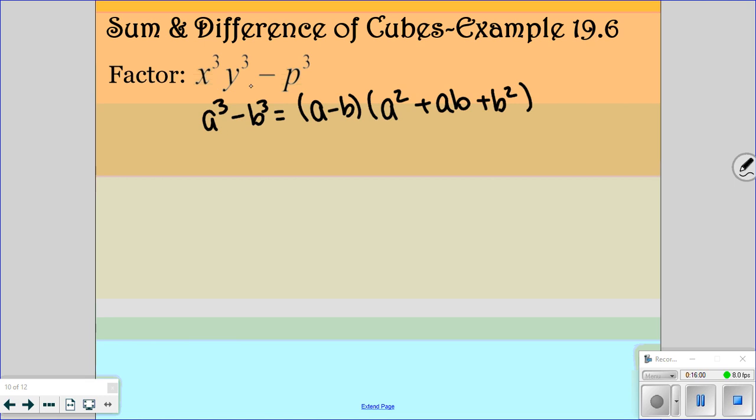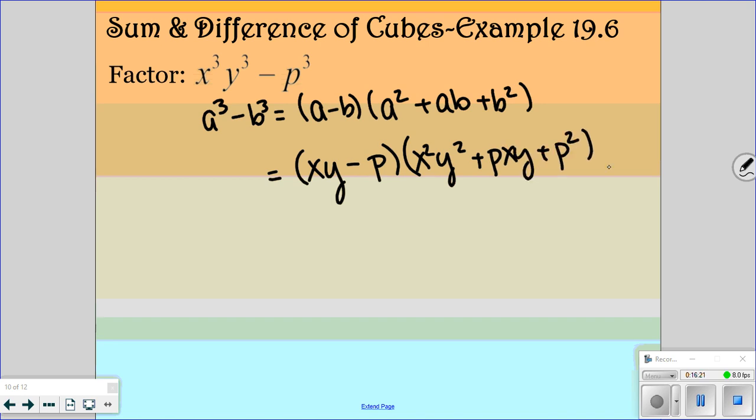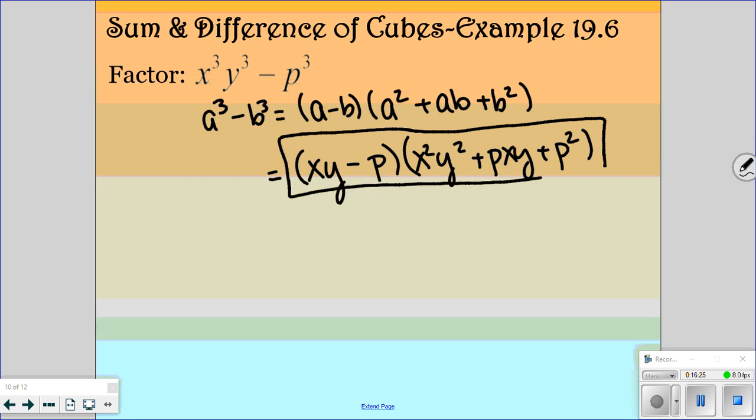So our a cubed is x cubed y cubed. So a is going to be the cube root of that, which is just going to be xy. And then our b cubed is p cubed, so minus just p. And then if we square this, we'll have x squared y squared plus p times xy, and then plus p squared. So that's going to be your answer there.